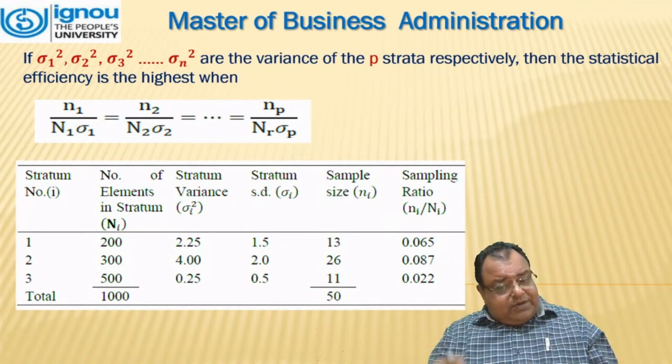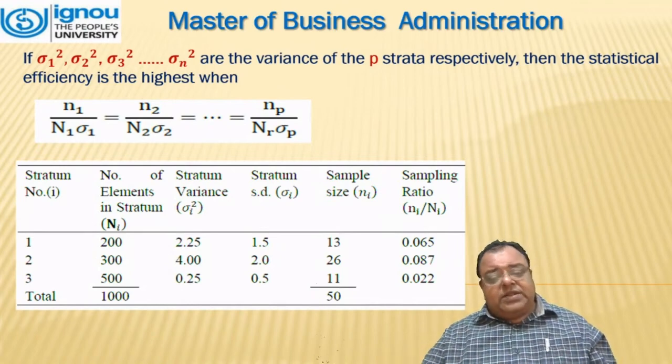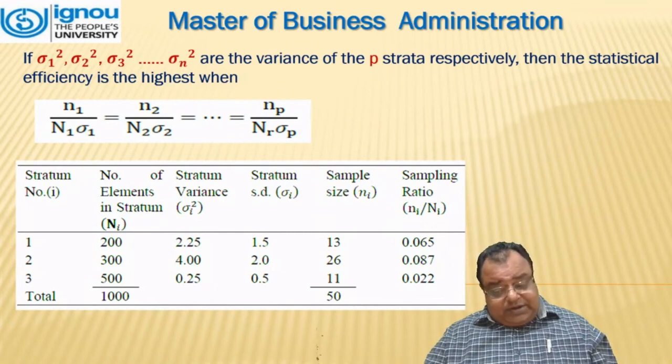And your sampling ratios, here sampling ratios are different: 0.065, 0.087, and 0.022.